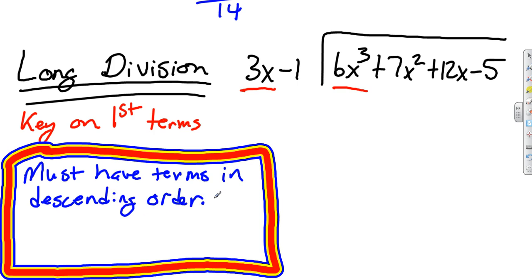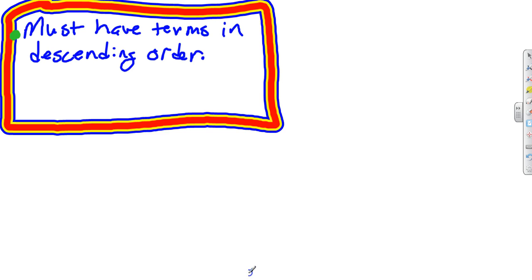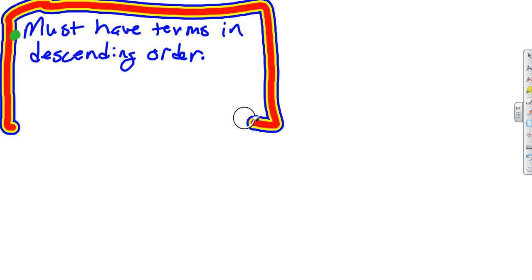So two things you have to do, whether you're doing synthetic division or long division. This one's already set up, so we're good. We don't have to change anything here. But the very first thing you have to do is have the terms in descending order, just to make it work out. If you don't have it in descending order, go back and rearrange the terms to get them there. Okay, second thing you have to have.